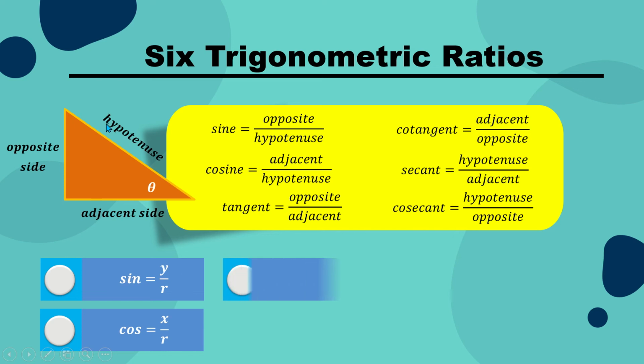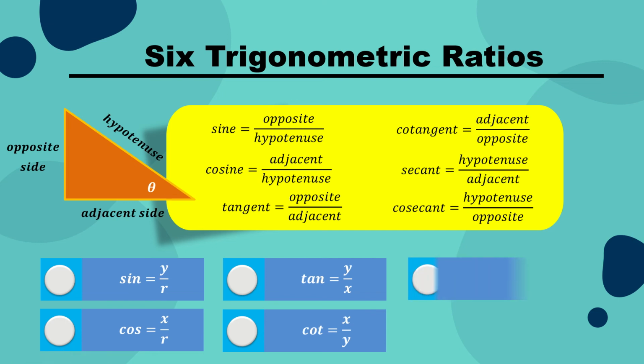Next, the tangent function. Tangent function is y over x, or the opposite over the adjacent. The opposite is represented by y. The adjacent side is represented by the x. X-axis, y-axis. Then the cotangent function. Reverse, x over y. Adjacent over opposite.